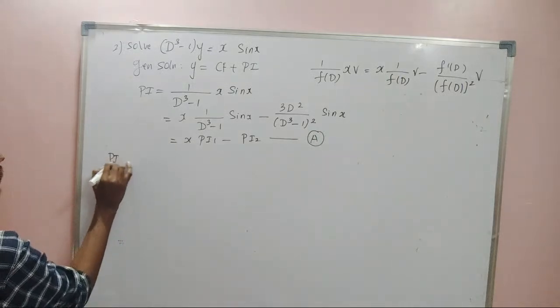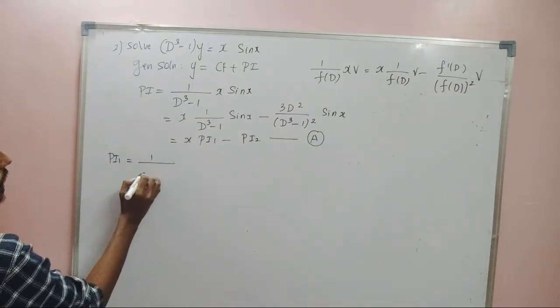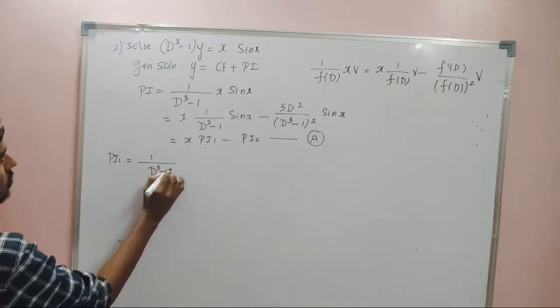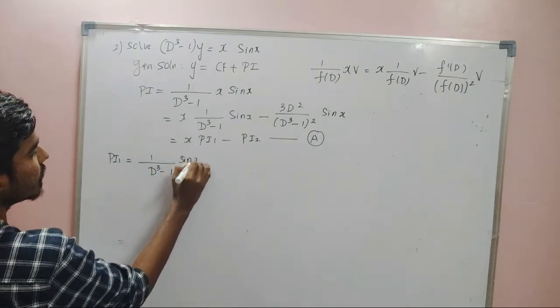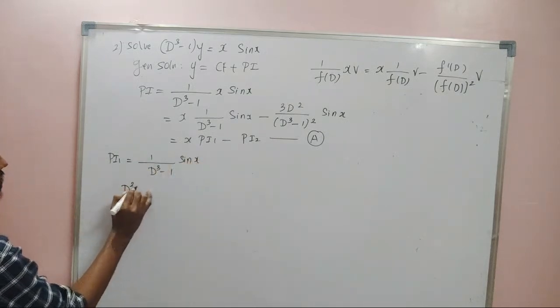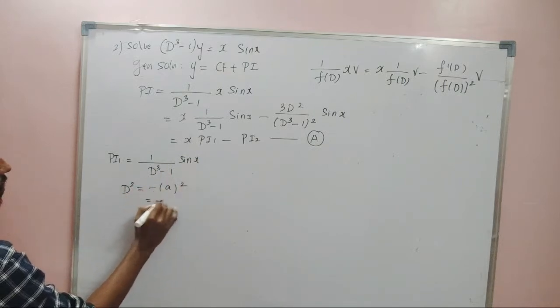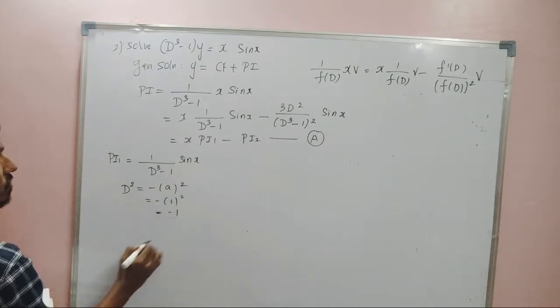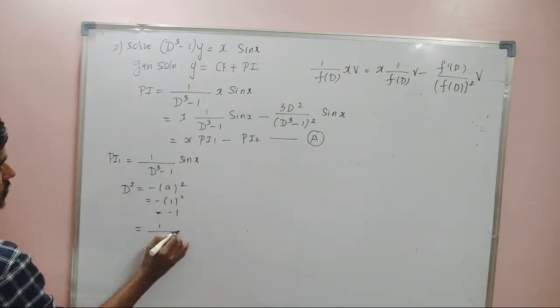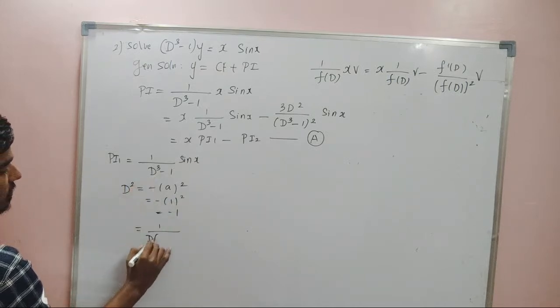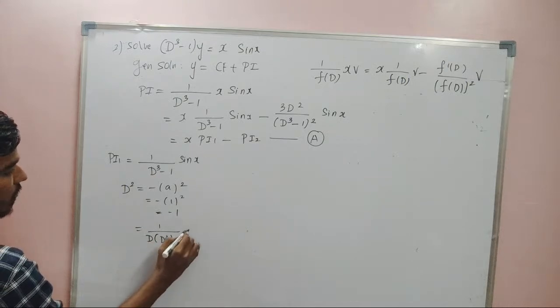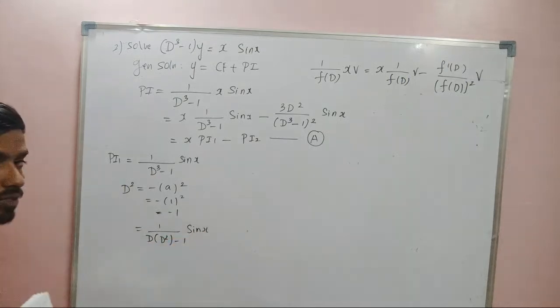So what is pi1? pi1 is 1 by d cube minus 1 into sin x, right? So we need to replace d square by minus of a square. A is 1, so it will be minus of 1 square, which is minus 1, right? So this equation turns out to be, I can write d cube as d into d square minus 1, into sin x. Again you can see we already solved these types of problems in type 2 integral. If you haven't watched the previous video, please do watch the previous videos on ODE.